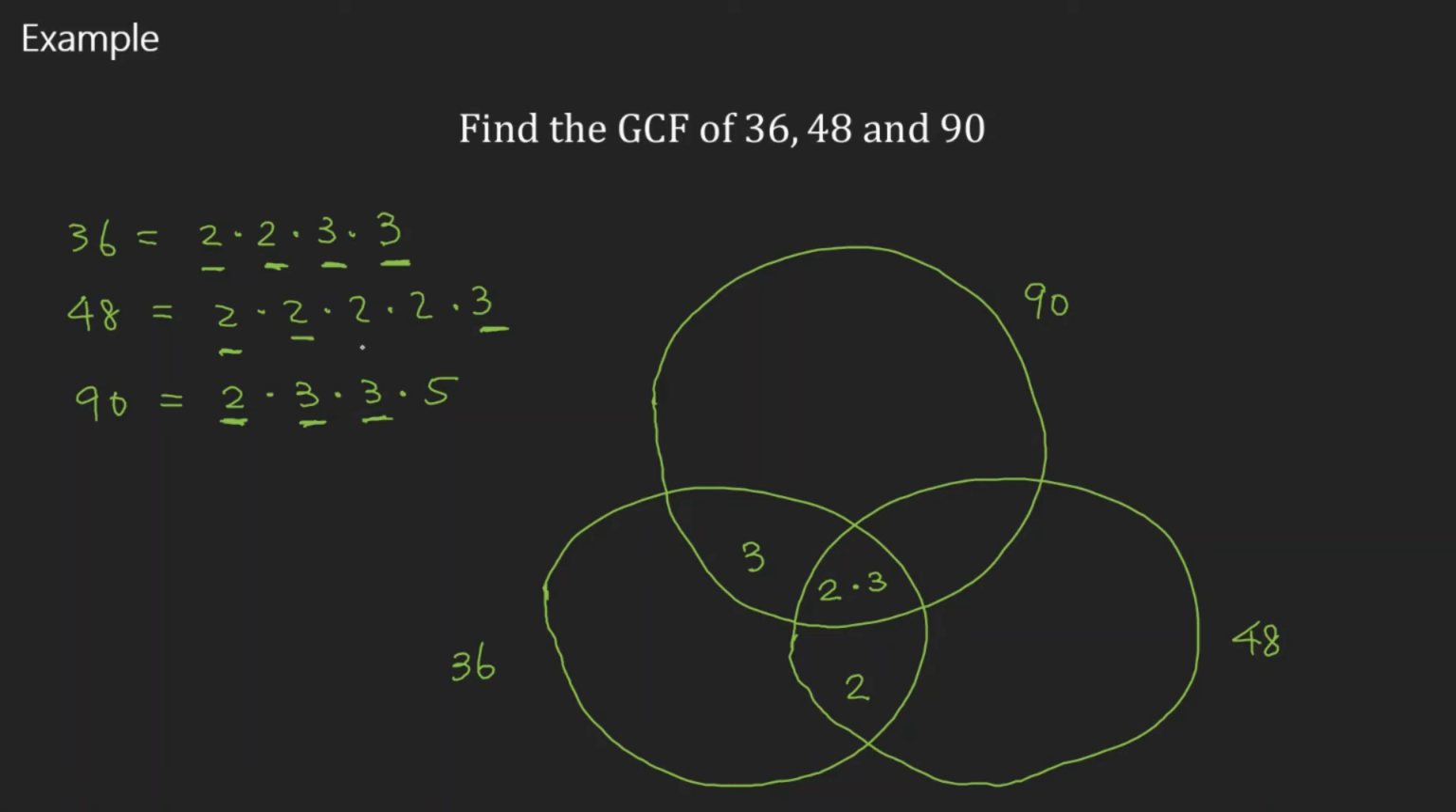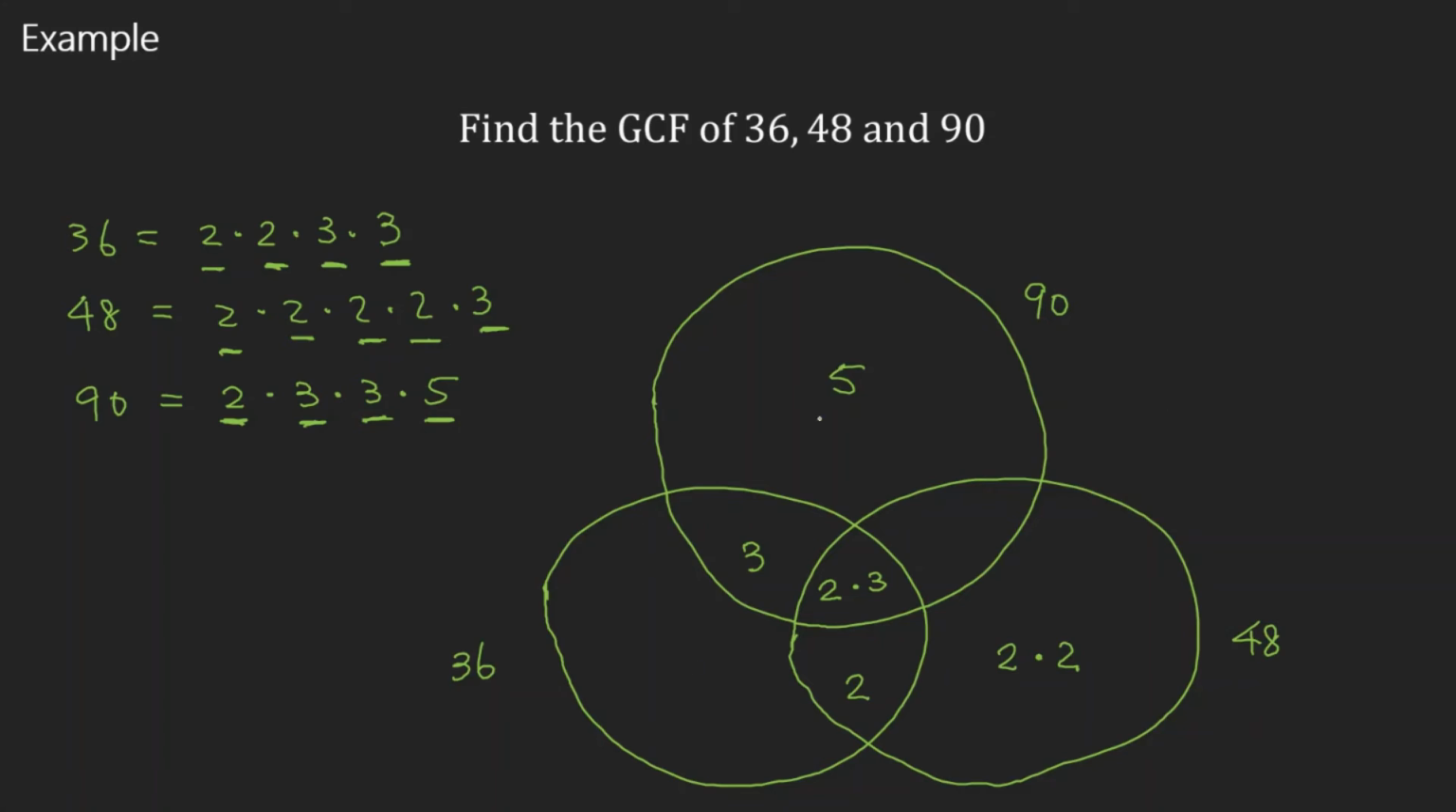So next, we're left with prime factors that are unique to only one number. Okay. So for this 2 and this 2, it's only unique to 48. So it sits in this region here. And for this 5, it's only unique to number 90. So the 5 will be sitting right here.